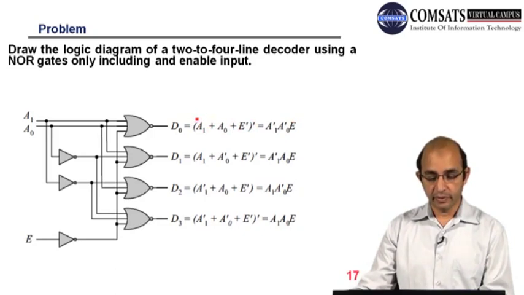So if I represent this with this, we have to break the line, change the sign, break the line, change the sign. So here A1 bar, and this is OR, and here we have the AND. Then we have A0 bar, and the double complement over E will be cancelled, and we have E only. For D1 we will have this, for D2 this, and D3 this one. So this is the logic diagram of a 2 to 4 line decoder, and we have used NOR gates only.